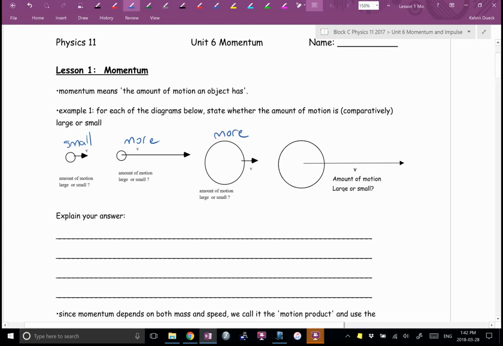The most is big mass and high speed. A locomotive crashing into a standing car has a lot of motion. Big mass, high speed. A cannonball has a lot of motion, or an artillery shell. Big mass and very high speed. So, most. It says explain your answer. I think we did by playing catch earlier, you and I. Is that okay?